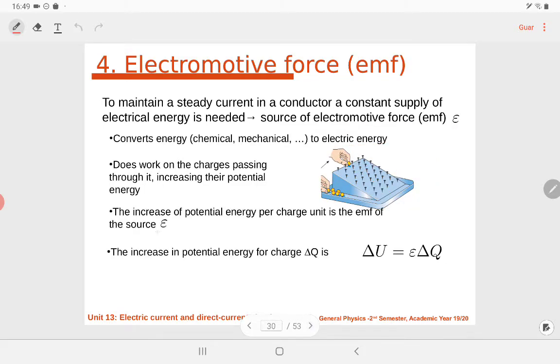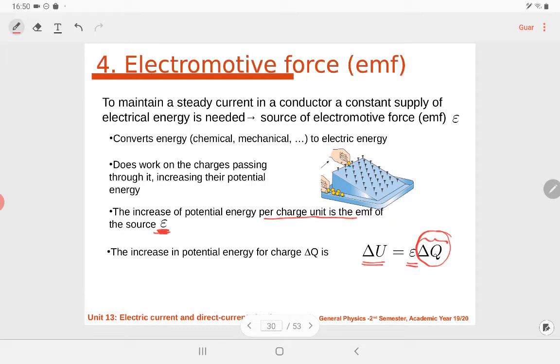So the electromotive force is the increase of potential energy per unit charge, okay? So if we know the electromotive force, we can calculate how much energy we are putting in for an amount of charge. So if we have an amount of charge going through this source of electromotive force, then the total energy being input into the system is the amount of charge that is going through the source of electromotive force times the electromotive force, okay?